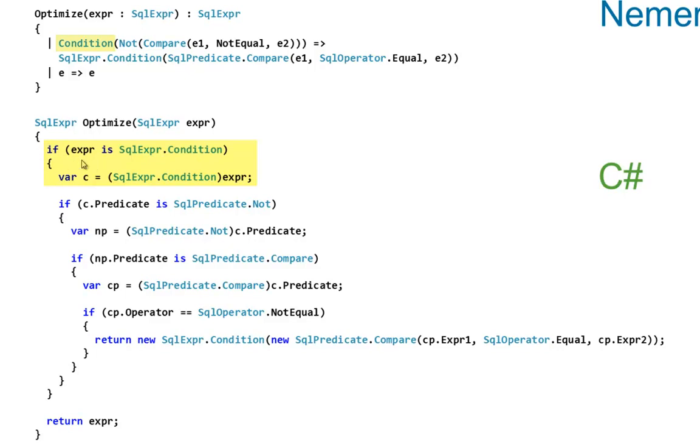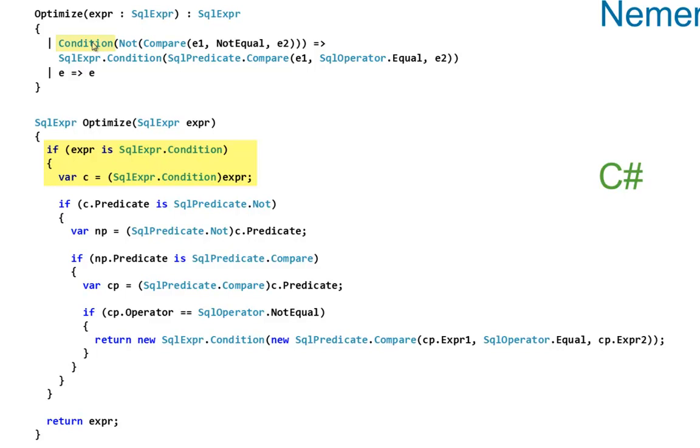If we look at the C# code, we'll find exact implementation of this logic. We have if statement, we check that our input parameter is an SQL expression dot condition, then we cast it and store it somewhere just for the future use. In Nemerle we declare what we need, and the compiler does everything else. In C# we have to write the same code manually.